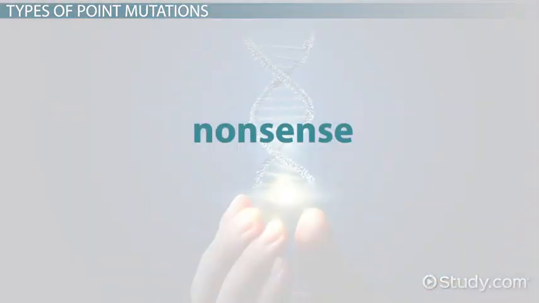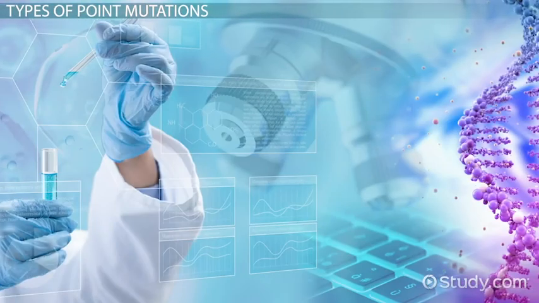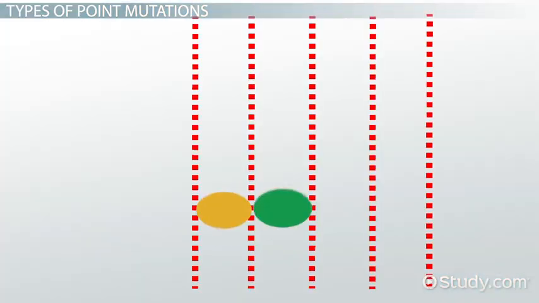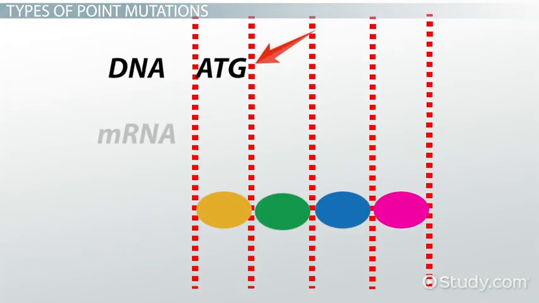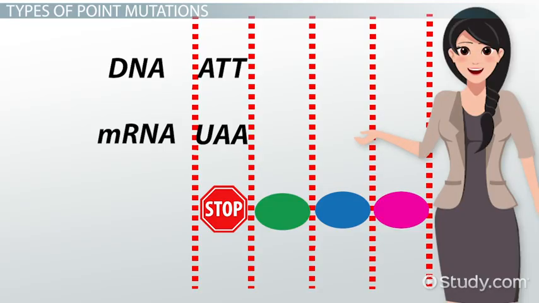In a nonsense mutation, a codon is altered in such a way that it leads to a premature stop before the protein is done. There are a few codons that indicate the amino acids can stop being added and the protein is done. Let's say you had the codon ATG, which transcribes to the codon UAC for the amino acid tyrosine. In a nonsense mutation, the guanine, G, might get replaced by thymine, T, and give you ATT, which transcribes to UAA, which means stop. The result is an incomplete protein, which may be totally ineffective.